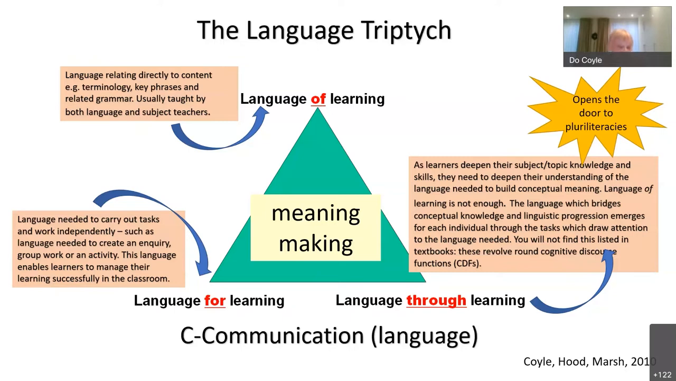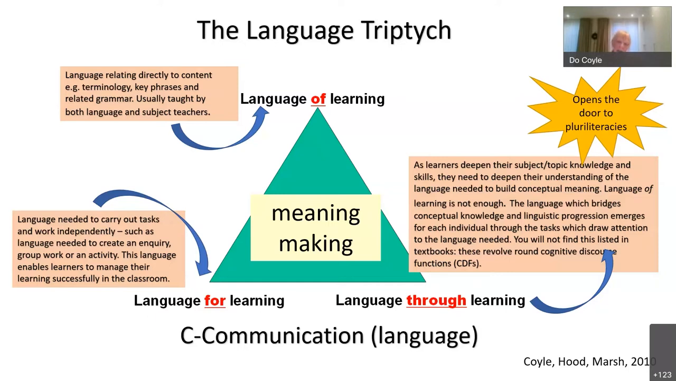We also needed language for learning, which was around enabling tasks, which should become increasingly more complex and challenging, to be carried out. So if learners are being asked to inquire, to do some research, to do group work, to have a discussion, they need to have the language for how to have a good discussion. And so that was starting to really develop. But I have to say that in the early stages, language through learning was not particularly well defined. We just knew that as you learned, more and more language was coming through.